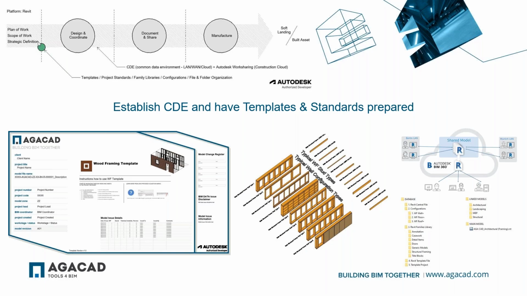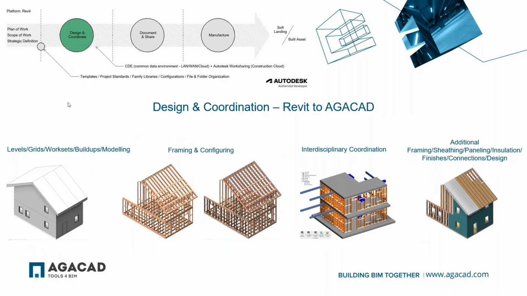So way over here, the entire process is just starting. One thing you should have is a Revit model, right? So hopefully the prior step we just looked at would help you to efficiently build a Revit model. Now we're at the phase of design and coordination. It all begins with the Revit model, like I said. So some things like levels, grids, worksets, build-ups of your wall, floor, roof components, and modeling itself, which sometimes can be tedious, sometimes it may take quite a while.